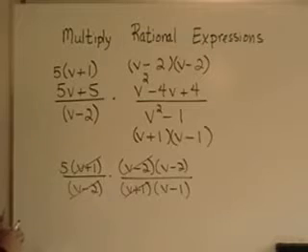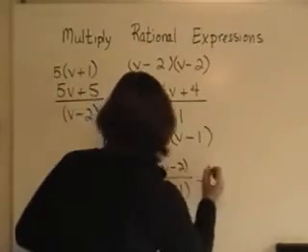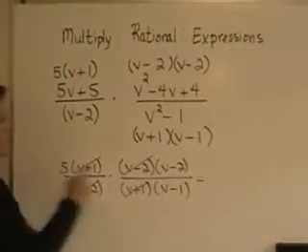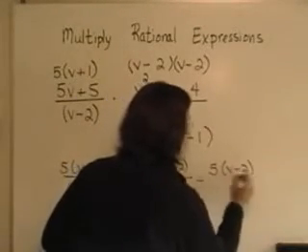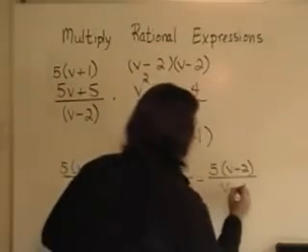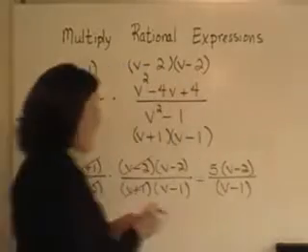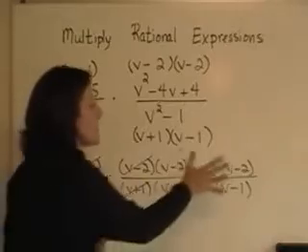Finally, my answer is what's left. Even though this is called multiplication, we never truly multiply. I have a 5 right here and this v minus 2. You will not be expected to multiply that out or to distribute it. Downstairs, I have a v minus 1. The bottom line is there is nothing I can reduce left at this point. This is how I will leave my answer.